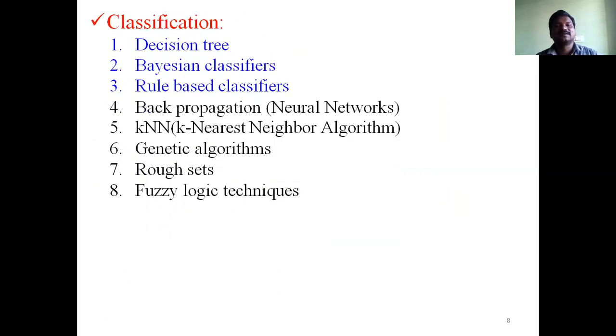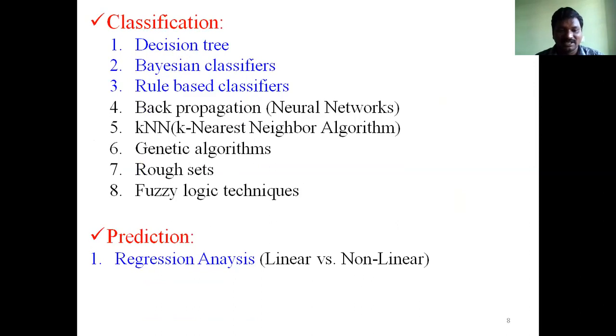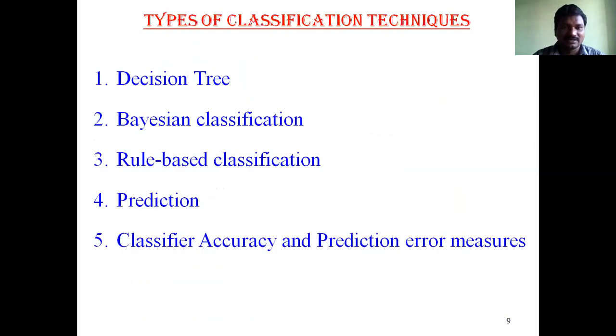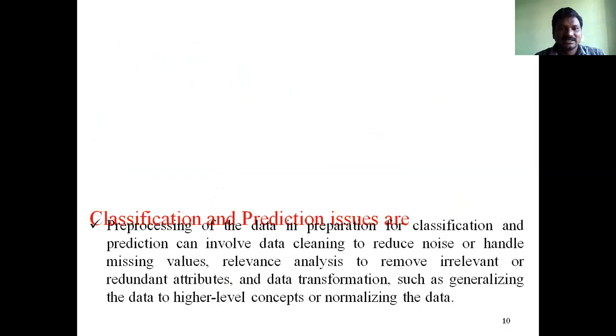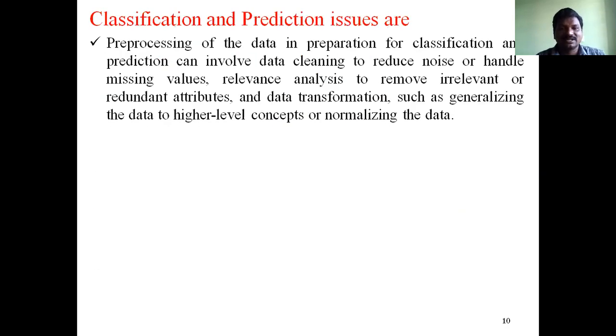Classification is divided into different classification techniques. Decision tree is one of the techniques, Bayesian classifier is another, and rule-based classification is another technique. In this way different techniques are there. One of the prediction techniques is regression. Here you will discuss only decision tree, Bayesian classification, rule-based classification, and some of the prediction techniques. Then come the classification and prediction issues.